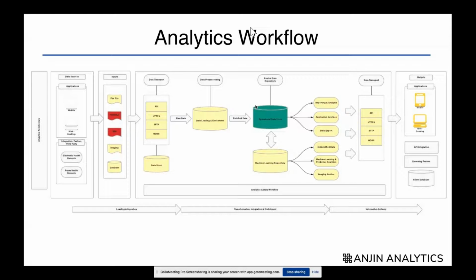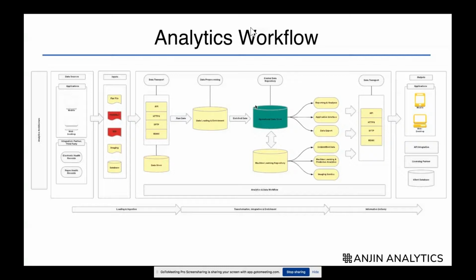And then the second column are various inputs that could be flat files, HL7 FHIR, which are healthcare standards, to images and other relational databases. And then in the main section, this is once data comes into our environment. We're integrating through the data transport from APIs, various protocols, SFTP, HTTPS, or just various ways that we're connecting to various data sources.